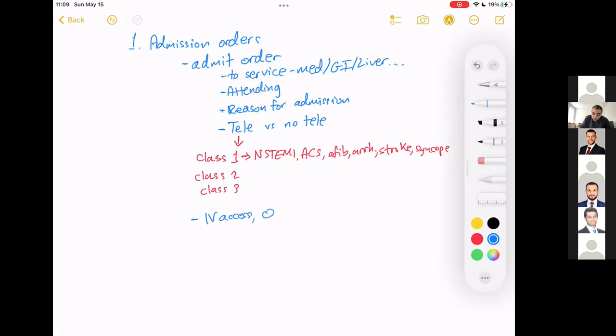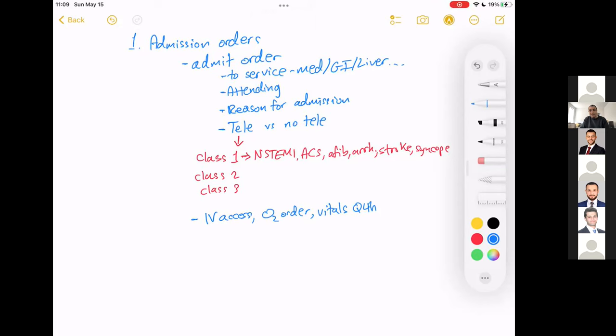You have to place an O2 order. The O2 order is going to say, if the patient is desatting to 95%, place them on nasal cannula. If desatting to 90%, place them on something else. It's like a step ladder of things. You also have to place an order that says, please get the vitals every 4 hours, Q4 hours, for the patient.